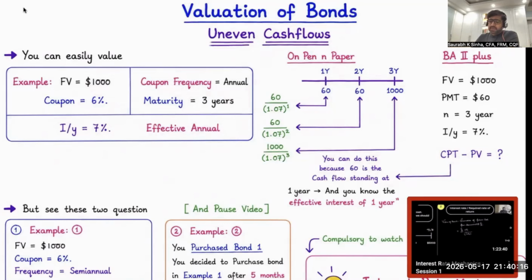Okay. So the reason you were able to solve this question is that if I create the timeline of cash inflow, you will get 60 after 1 year, 60 after 2 years, and 1060 after 3 years. Now, you have to discount this 60 with 7%. So you'll find the present value of the 60 standing at 1 year by dividing it by 1.07 raised to the power 1. This 60 is standing after 2 years, so you will discount it by 1.07 raised to the power 2. This 1060, you will discount by 1.07 raised to the power 3 because it is standing after 3 years, right?